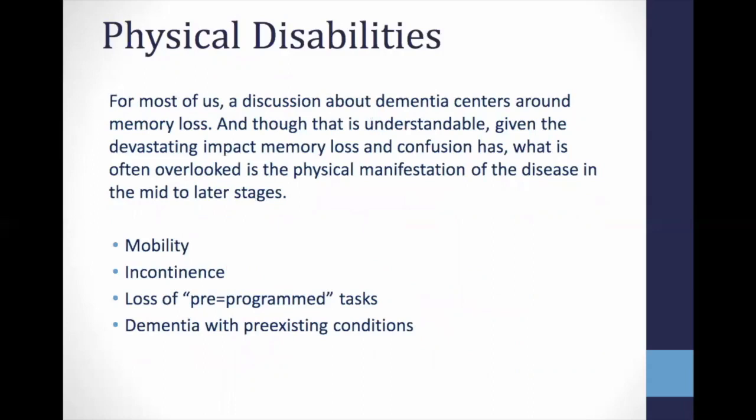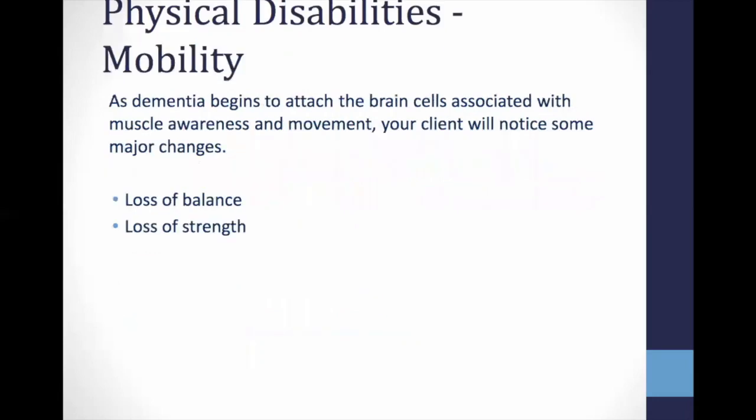Now, for most of us, the discussion about dementia centers around memory loss. And though that's understandable, given the devastating impact memory loss and confusion has, what's often overlooked is the physical manifestation of the disease in the mid to later stages. So these are the types of things we see happening as they progress in dementia: the loss of mobility, incontinence, loss of pre-programmed tasks, and dementia with pre-existing conditions. So we're going to go ahead and discuss each one of these a little bit in detail.